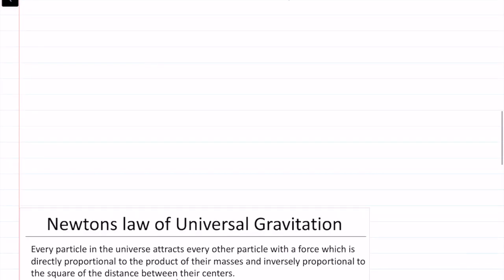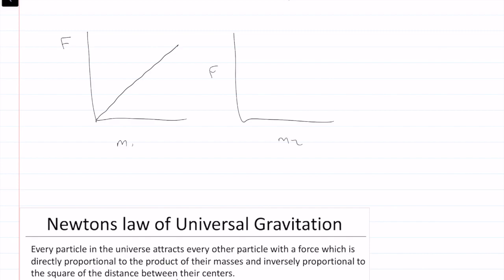Okay, let's talk graphs. If I wanted to plot a graph of F versus m1, we discussed this already, that F is directly proportional to the mass, so you have a straight line graph. Similarly, if you plotted F with m2, you'll get the same straight line graph, because as F equals G m1 m2 over r squared, as my masses go up, my forces go up. So we have a straight line.